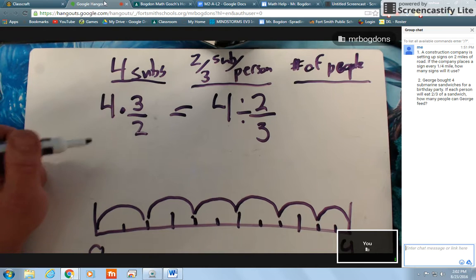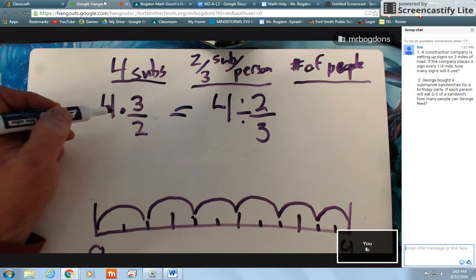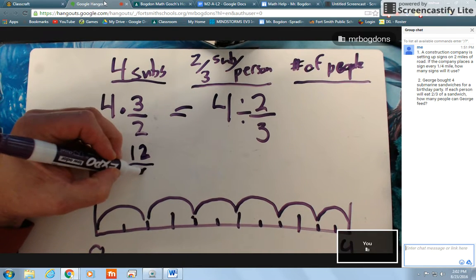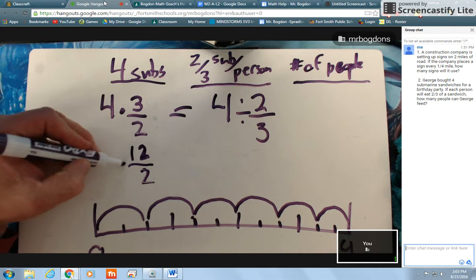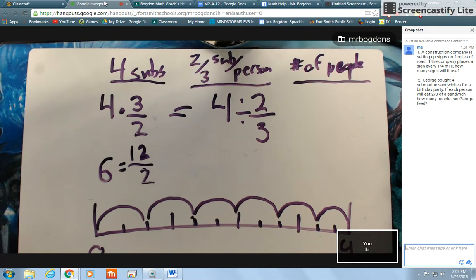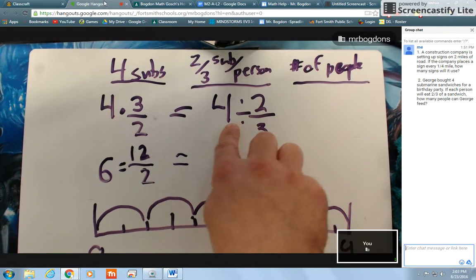Let's prove that using some math. What's the product of 4 times 3 halves? 12 what? And I know that simplifies to? 6. Because 12 divided by 2 is 6. Let's do some keep, change, flip.